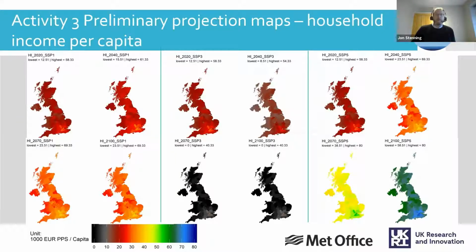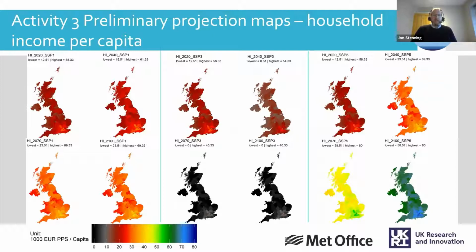The 4 maps on the left-hand side are SSP1, the 4 in the middle are SSP3, and the 4 on the right SSP5. And it's over these different time slices. So in each set of 4, the top left is 2020, the current day, top right is 2040, bottom left is 2070, bottom right is 2100. So you can see in the different SSPs, these indicators can evolve in very different ways from the current situation.